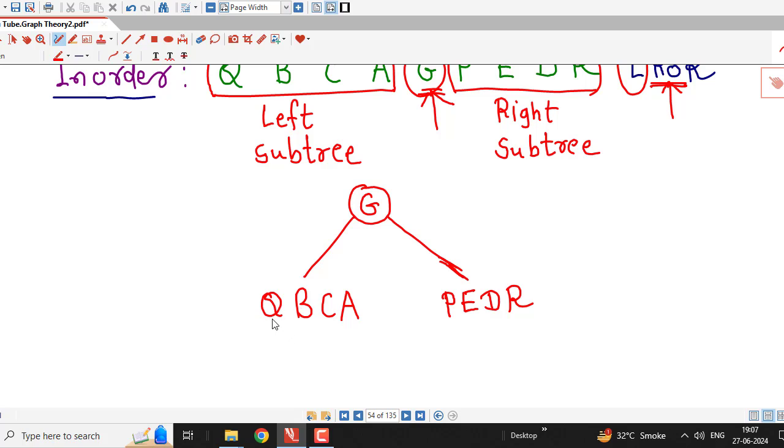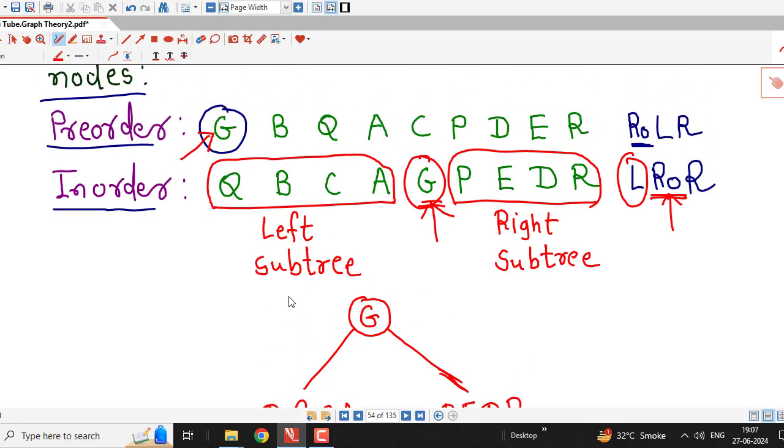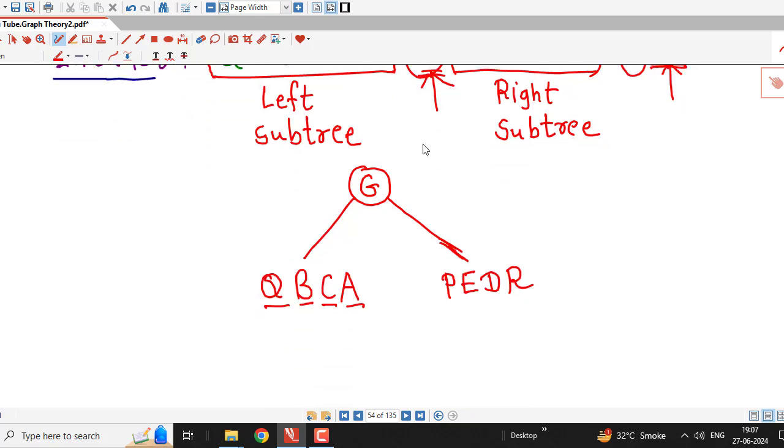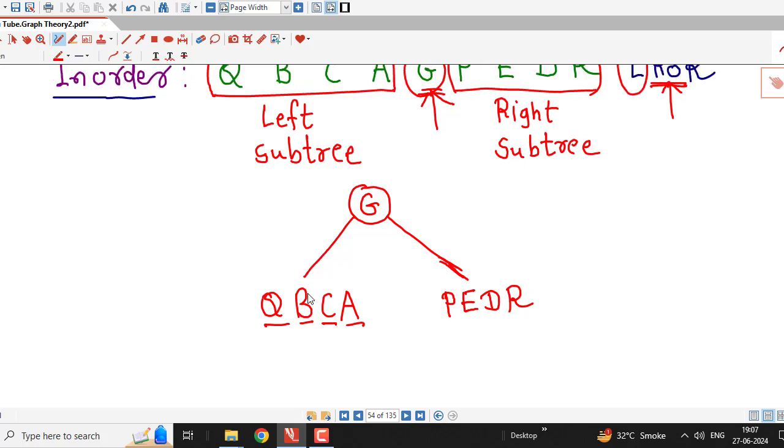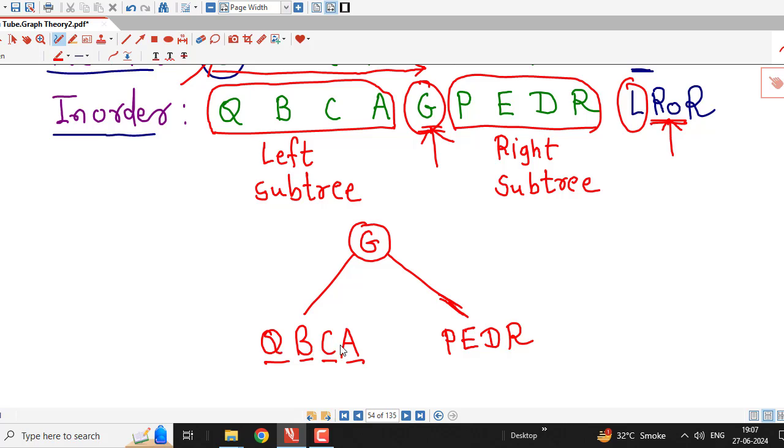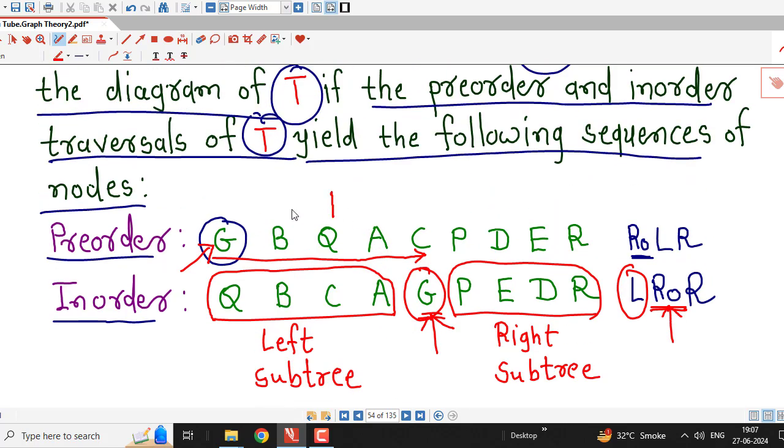Now in this sequence we have the nodes Q, B, C and A. We will check in pre-order which of these 4 nodes appears first. If we go in this direction, we will decide which of these 4 nodes comes first in the sequence of pre-order. So the nodes are Q, B, C and A. This is Q, this is B, this is C and this is A. We can see that B comes first in the pre-order traversal.